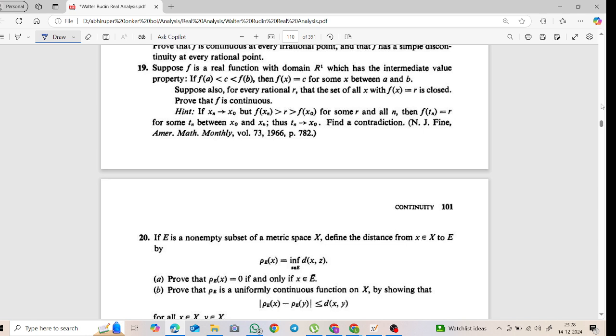Thus, Tn goes to x naught. Why? Tn is like a subsequence of that sequence. No, why is Tn a subsequence of that? I can't understand that line. Tn was a single point, no? Let me do it separately then, for all n. Okay, I understood. They have taken x1 first, then for that x1, f(x1) greater than R greater than f(x naught), now they are finding t1. Okay, I understood.